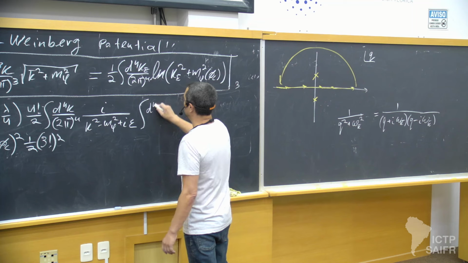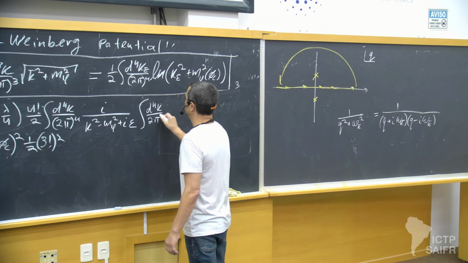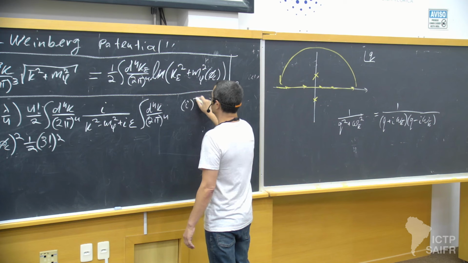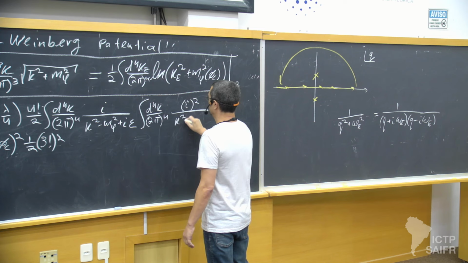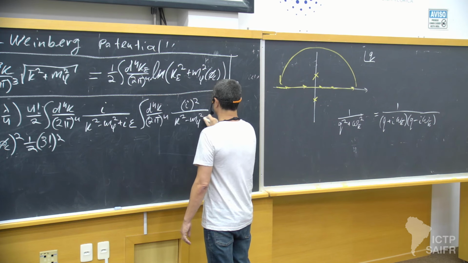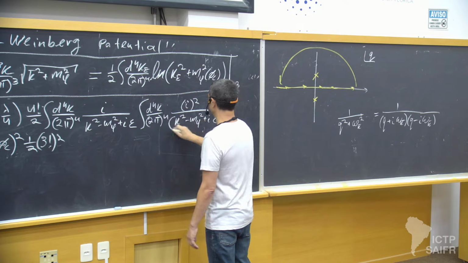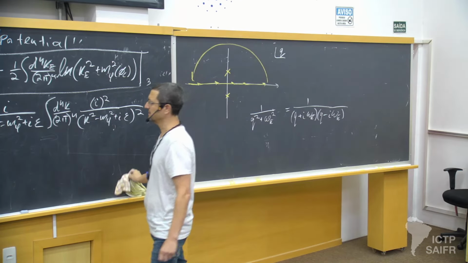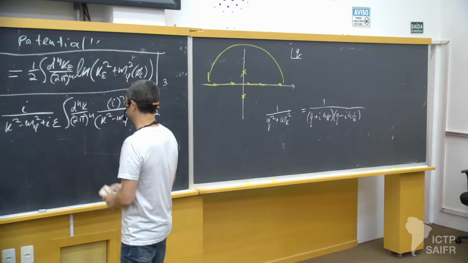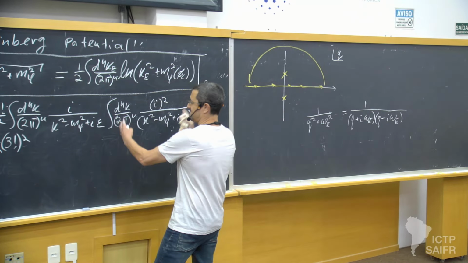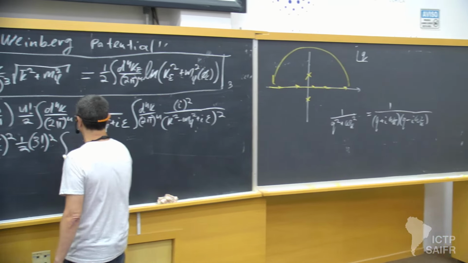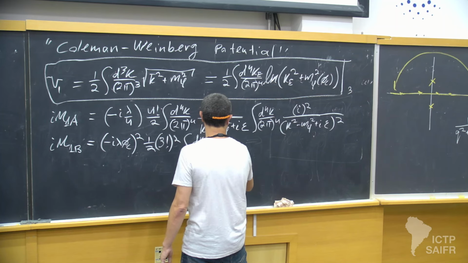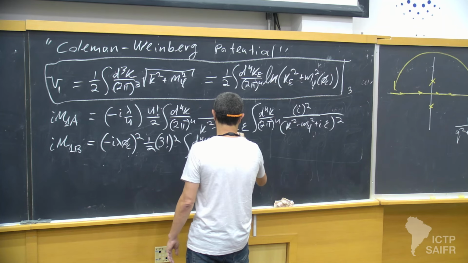So what I have, d4k, 2 pi to the 4. I have i squared plus i epsilon squared. Why did I write it here? My God. And you didn't say anything. Next time, you got to stop me, because I will be very upset if you don't.